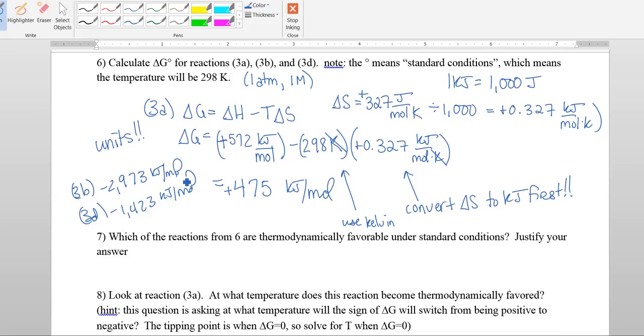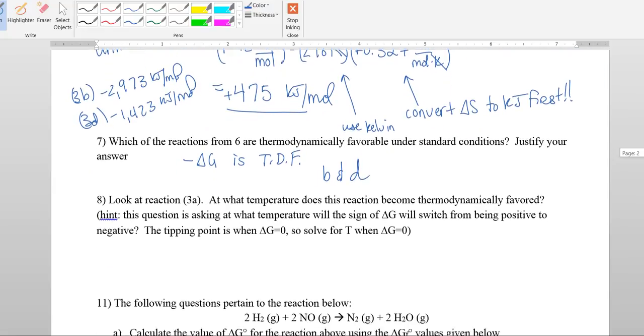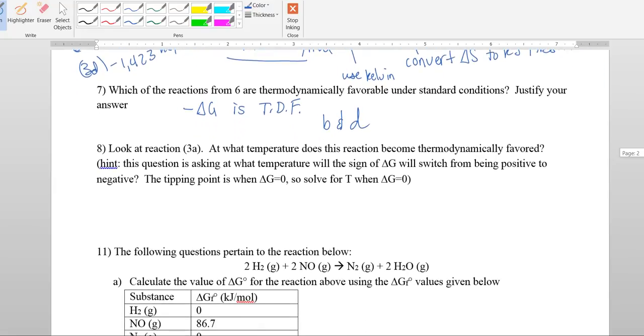So 7 says which of the processes from 6 are thermodynamically favorable, and anything that has a negative delta G value is thermodynamically favorable. So that means that processes B and D are favorable. A is not, because A has a positive delta G value. If someone's asking you if something's favorable or spontaneous, or what would make something more favorable or spontaneous, they're just asking about the sign of G. That's all we're really talking about here.